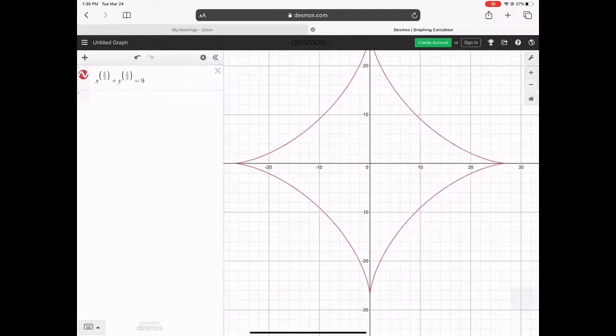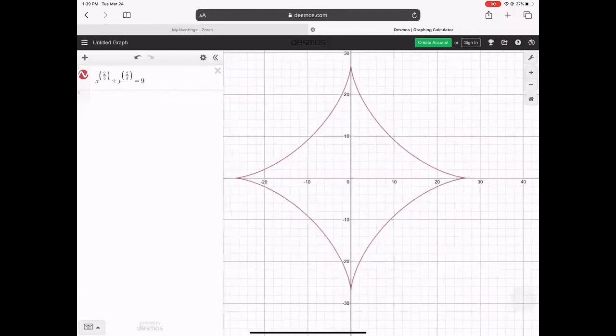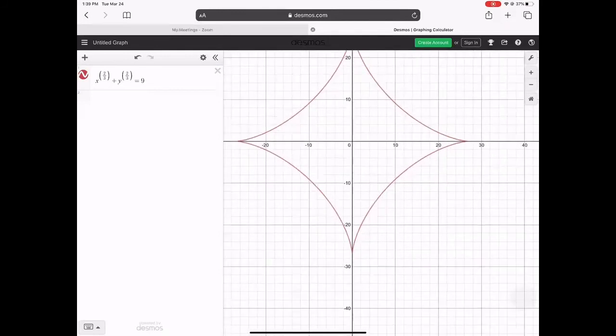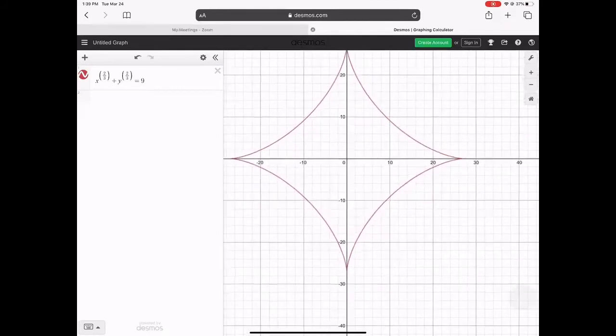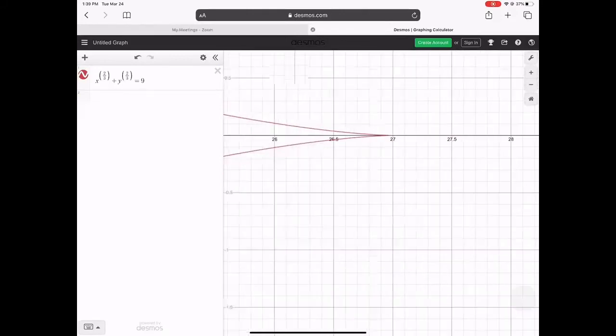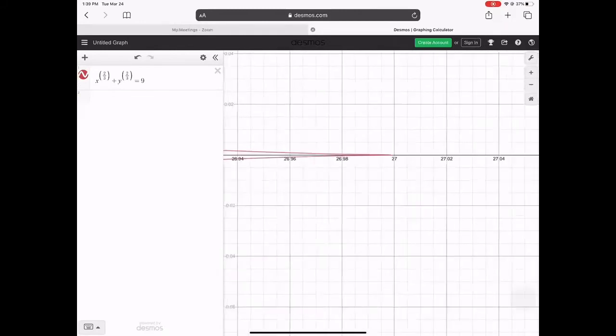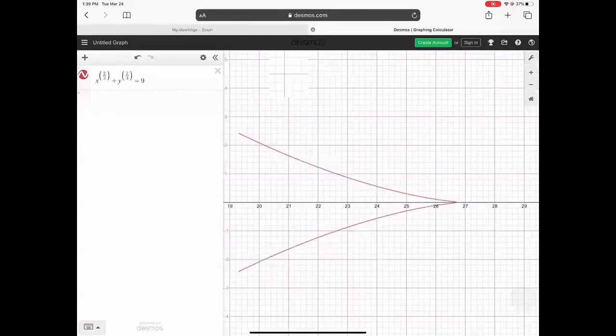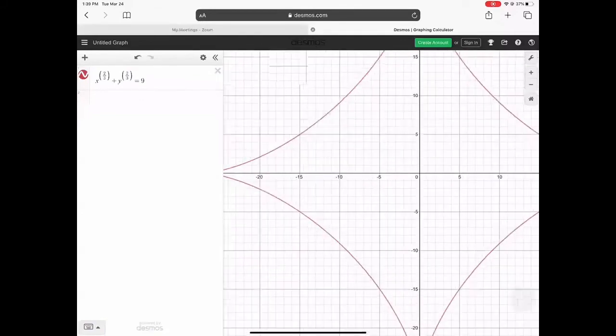What is this graph? And we said the answer was, what is this point over here? Is that like 27? Okay, so that's when the horizontal... So yeah, there is 27. See that? That's when we have a horizontal tangent, at positive 27 and also at negative 27.